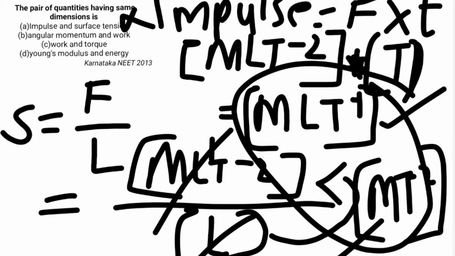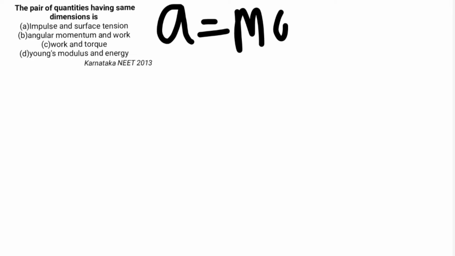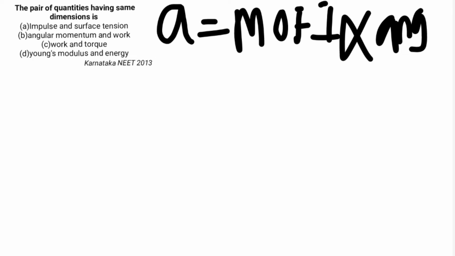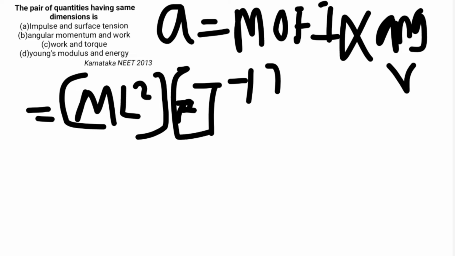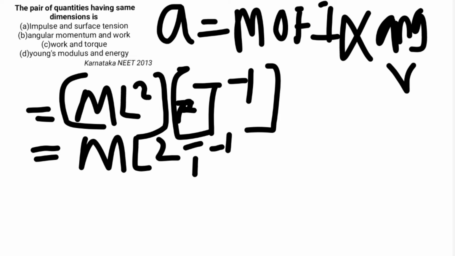Then check out the next option. The next quantity to check out is angular momentum. The equation to find angular momentum is moment of inertia into angular velocity. Dimension of moment of inertia is ML square and angular velocity is T raised to minus 1. If we combine this, we get ML square T raised to minus 1. This is the dimension of angular momentum.